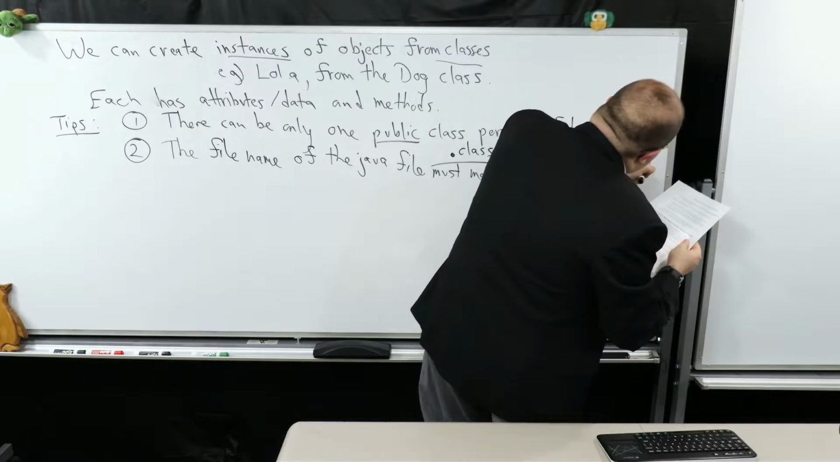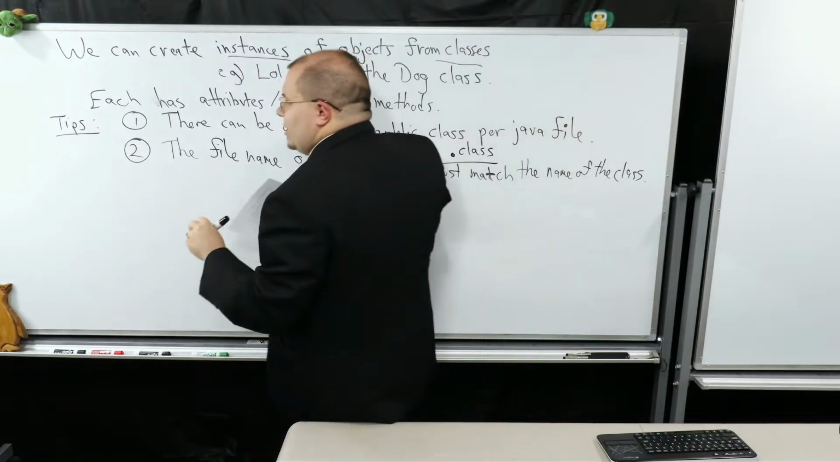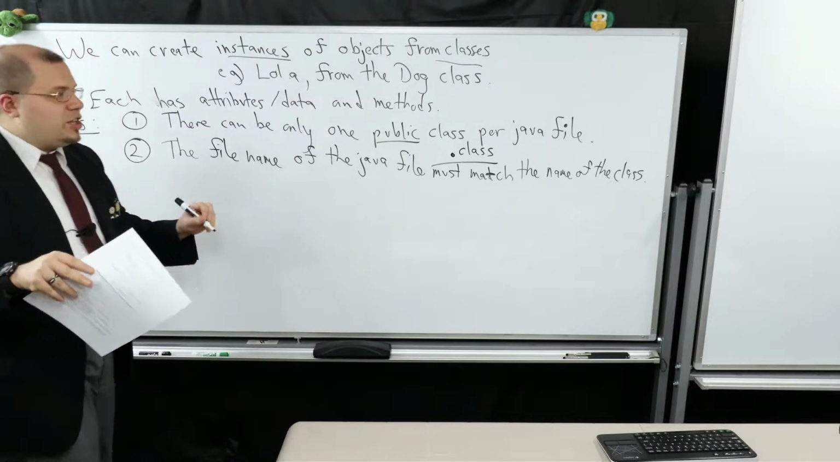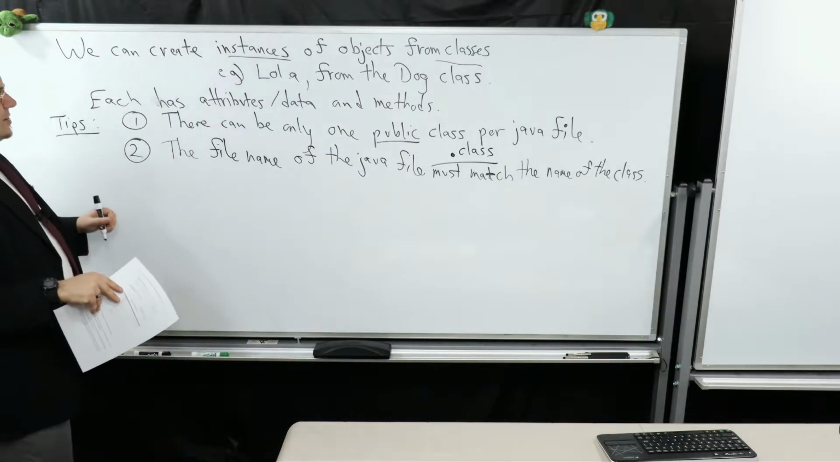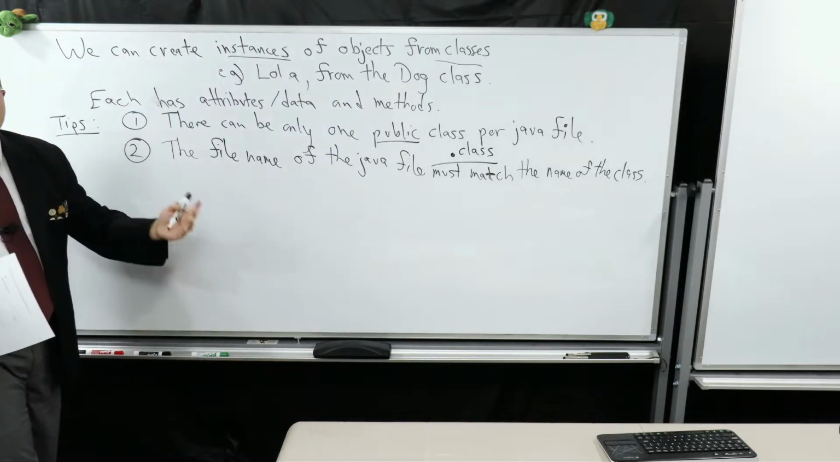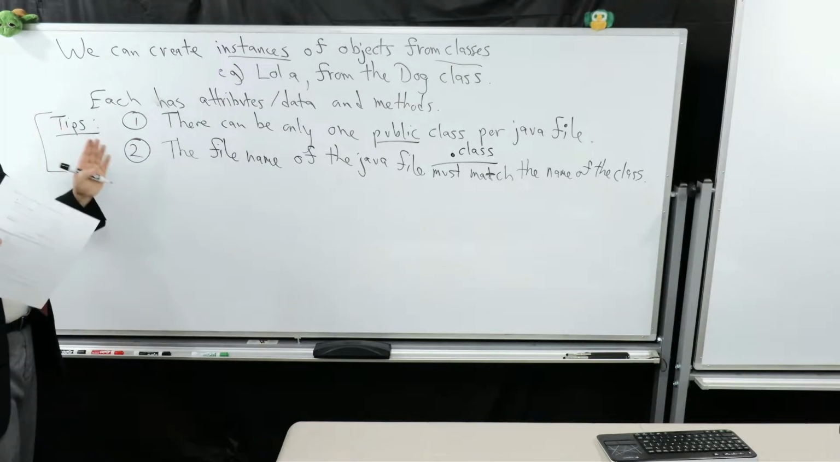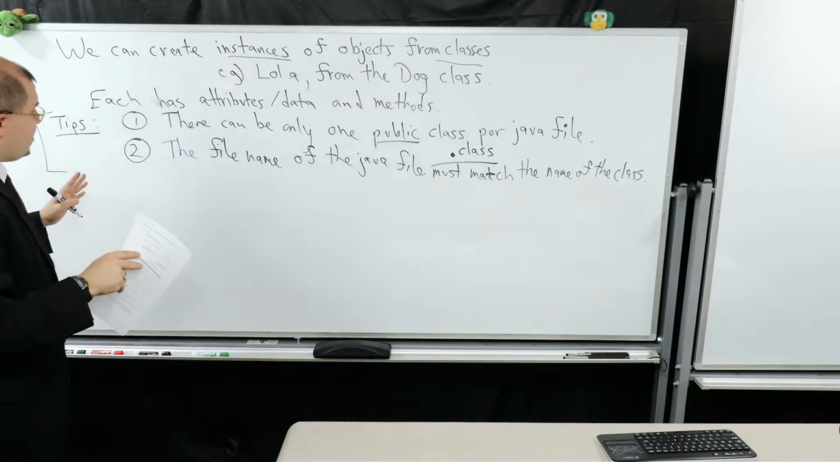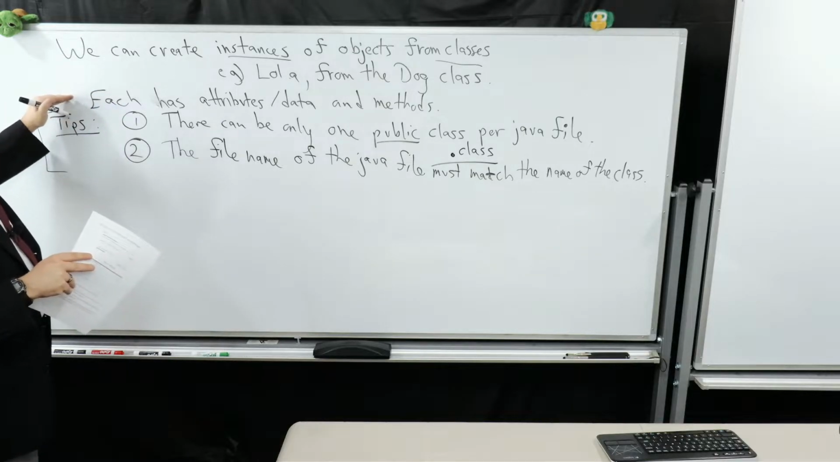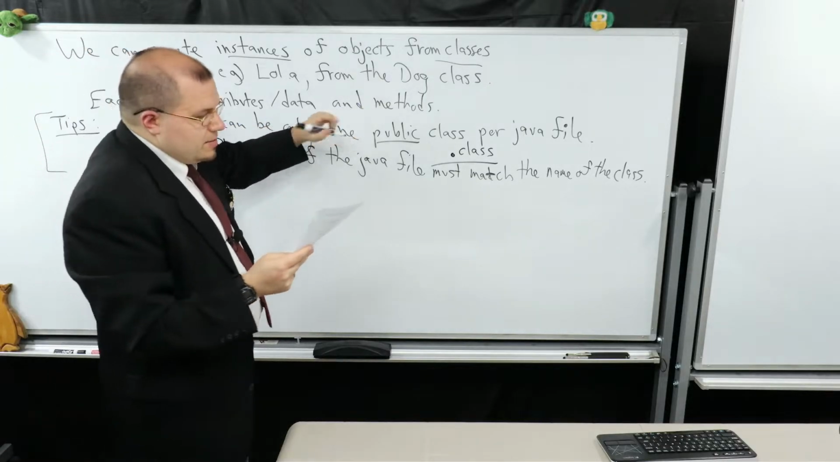So for example, if I have a class called dog, my Java file is going to be called dog.java. So you wouldn't call it dog, my favorite dog.java, it has to be called dog.java. That brings me to my next point. I want to talk about these methods. This part over here where I talk about methods.